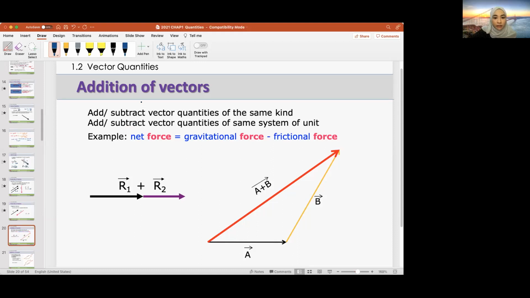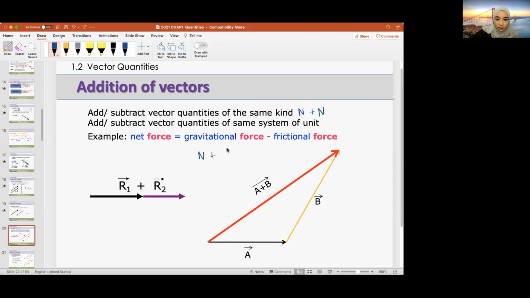Oh, sorry, not like that. Add and subtract vector quantities of the same kind. What I mean here is, please scratch what I said just now. Same kind here means like Newton plus Newton. You can't add Newton with speed, right?